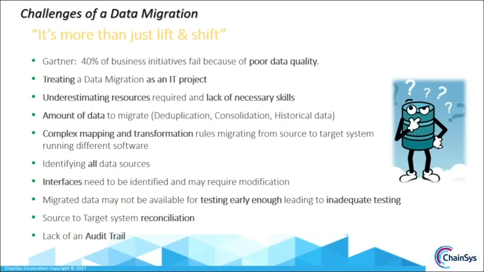The amount of data to migrate can also be a challenge. Now, that can be addressed by deduplication, consolidation, but you also have to figure out what you're doing with historical data. How much historical data do you actually want to convert? One of the biggest problems you'll uncover is complex mapping and transformation rules.